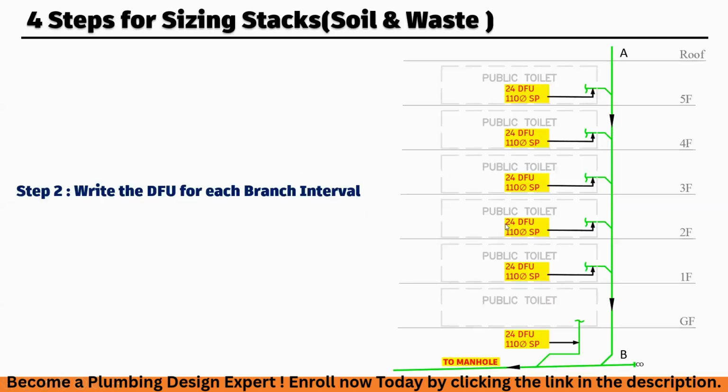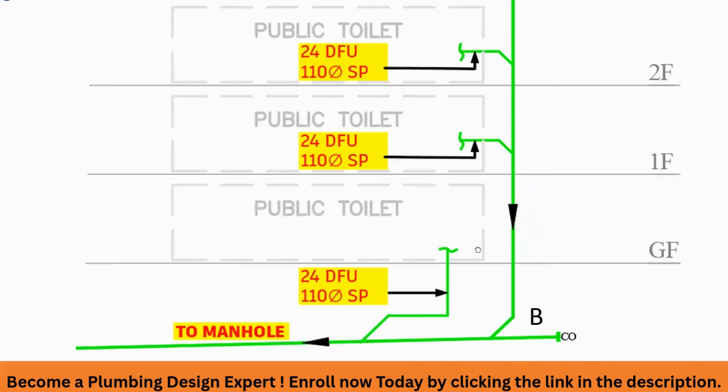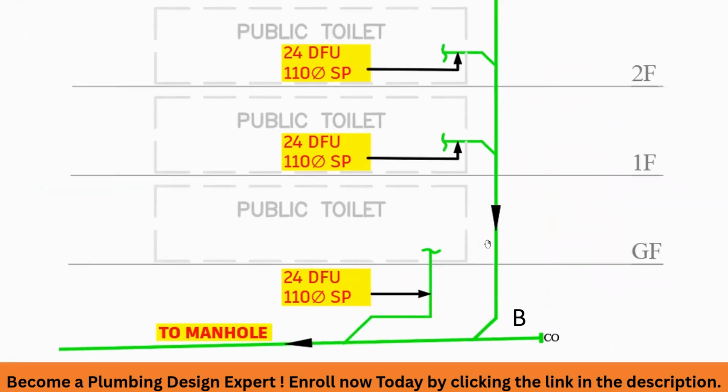So the same we have to write over here: for each public toilet, total DFUs for the soil pipe is 24, and a 110 soil pipe is going inside this public toilet. So in total, there are 5 connected. One thing to be noted, which is very important, is that I have not connected the public toilet of the ground floor to this vertical stack. I have connected this to the building drain.